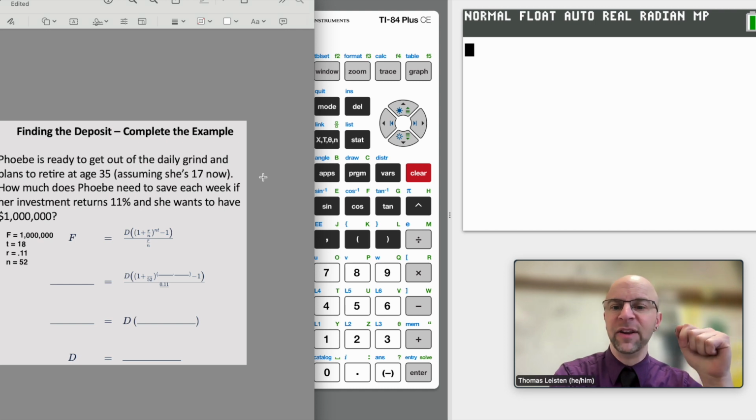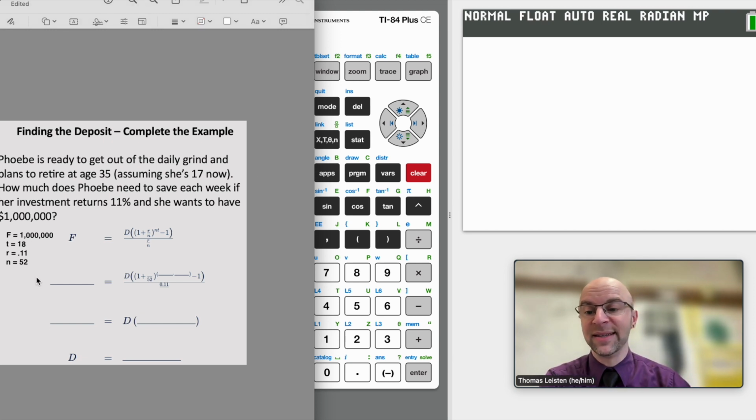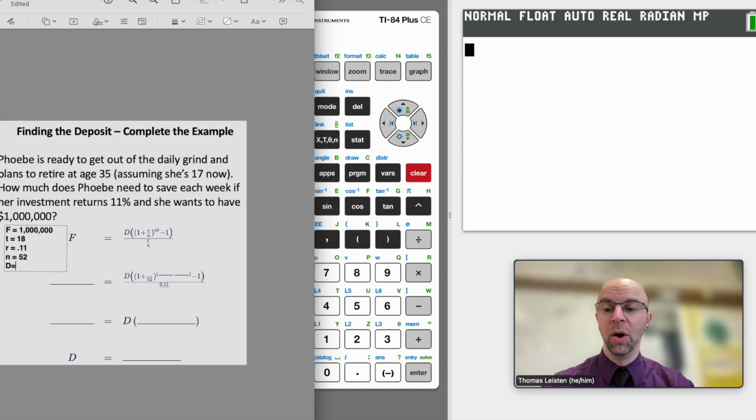That gets us n is 52. If our investment, rather aggressive, returns 11%, and we want to have $1 million. So I can see over on the side, I've got my F is going to be 1 million. That's my future value that I want. My interest rate is 0.11. My n is 52 because we're doing this every week, and we've got 18 years. So in there, we can figure out that we don't know what our regular deposit amount is.